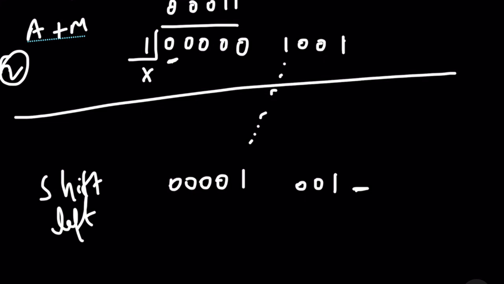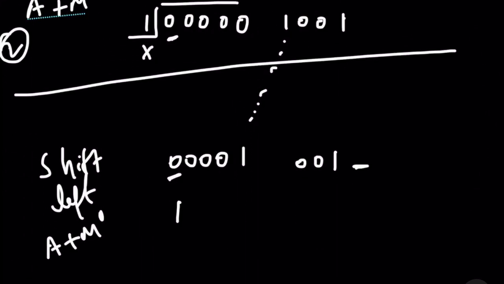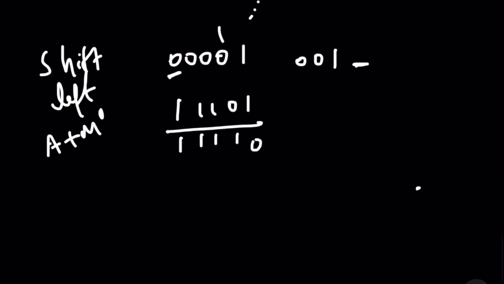Right. So now again the MSB of the accumulator is 0. We'll be performing A plus M dash. What is M dash? It should be 11101. Just do a binary addition. Now we do know the MSB of the accumulator is 1, so the blind bit will be 0, then write the remaining bits.